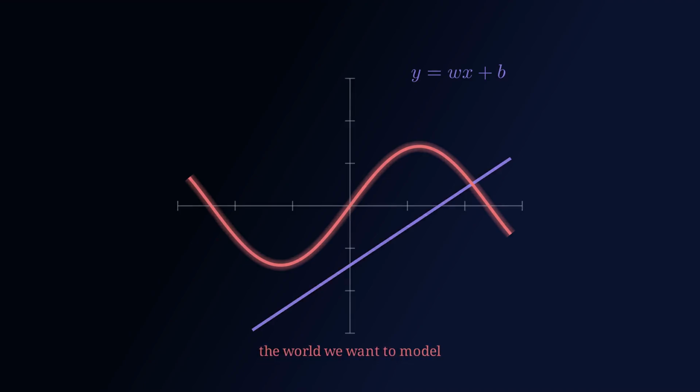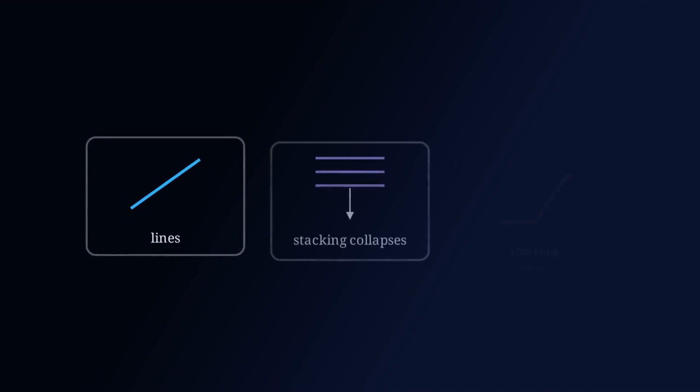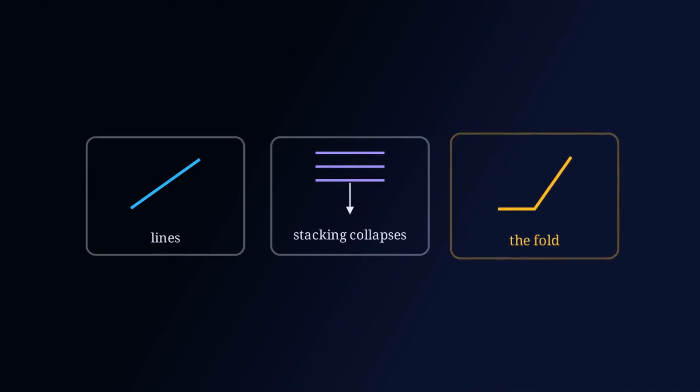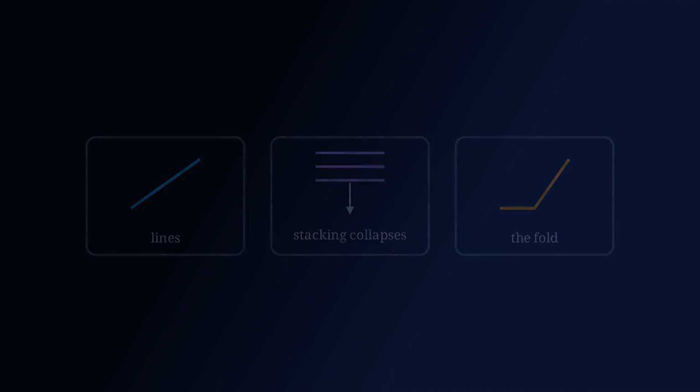So the plan for this video is simple. First, we'll see exactly why stacking straight lines keeps giving us straight lines. Then we'll introduce the ingredient that breaks the spell, the activation function, and watch a flat line suddenly fold into a curve. Let's build the trap first.